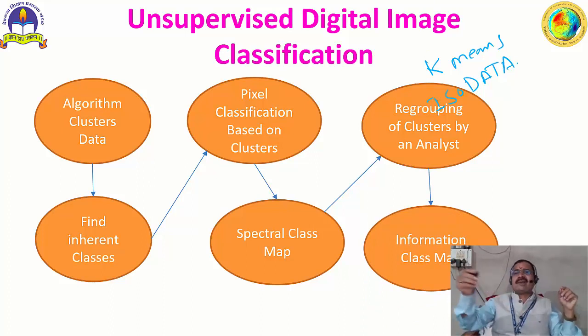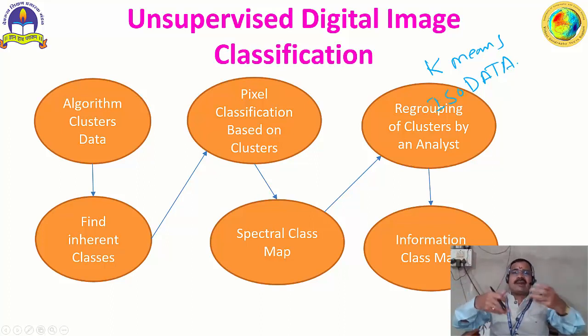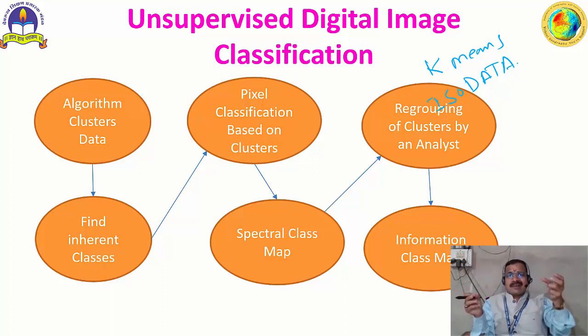These are the various steps which we need to take into consideration while applying unsupervised digital classification. Initially we need to select an algorithm, cluster data. Either you will select k-means clusters, or you can select ISO data clusters. Then you will find inherent classes, that is, the number of classes based on spectral information, the variation in the spectral information and their characteristics. Accordingly, the system will define the number of groups.